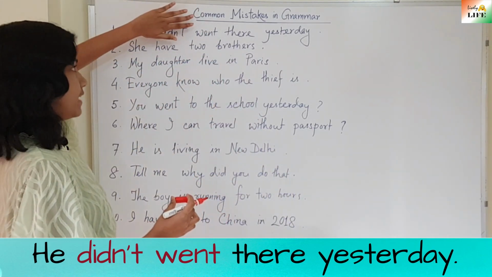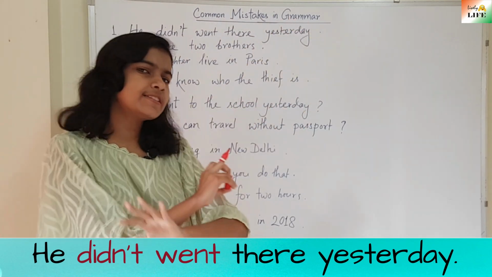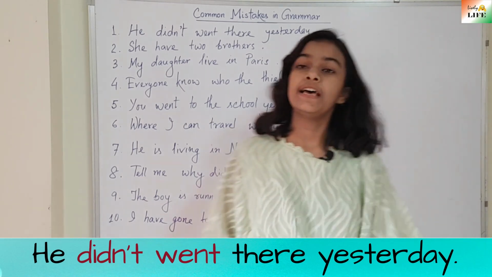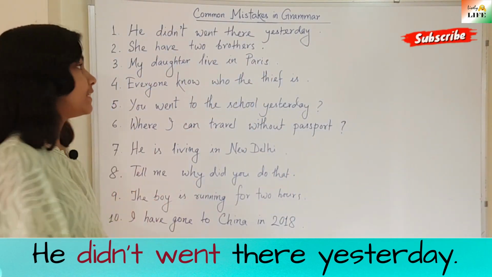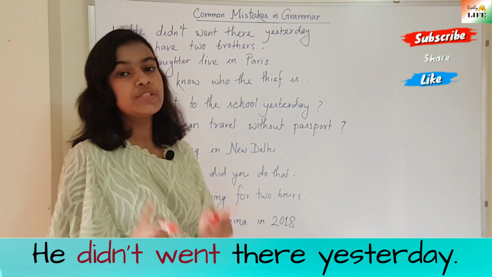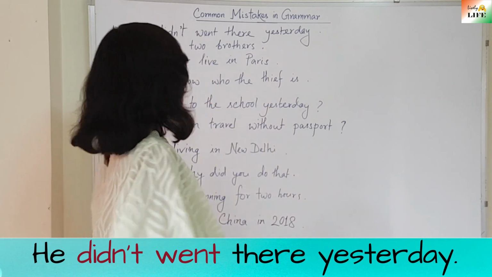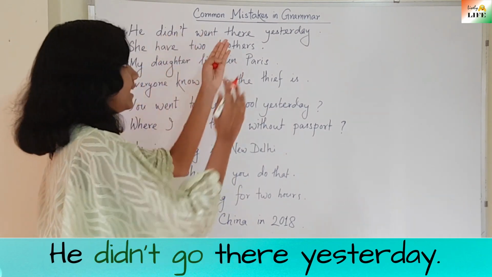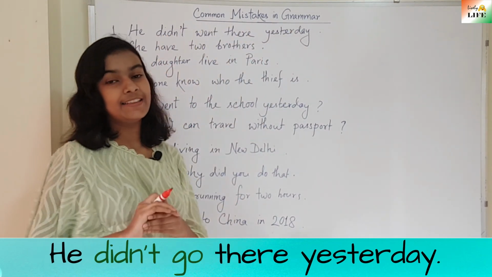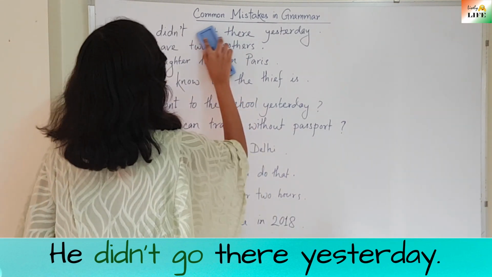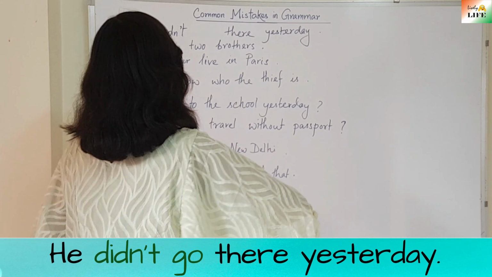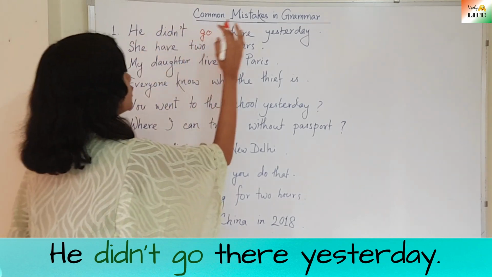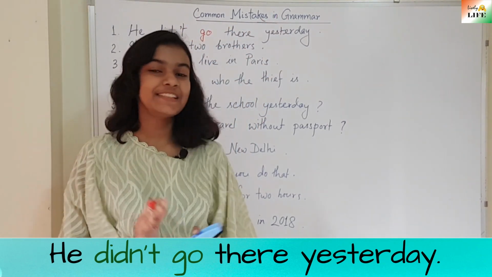If didn't wasn't there, then he went there yesterday. This is absolutely correct. But when we go to the negative of a simple past sentence, then didn't is correct. But after that, for the main verb, we use the first form, the present form. So what is the present form of went? It is go. So he didn't go there yesterday. This is the correct sentence. So this was the first one.